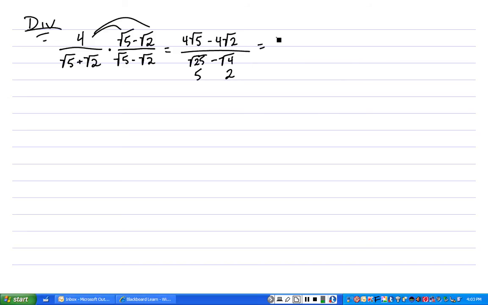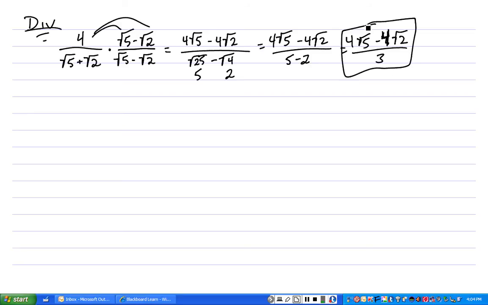So now what I'm looking at is 4 square root of 5 minus 4 square root of 2 over 5 minus 2, which equals 4 square root of 5 minus 4 square root of 2 over 3. Alright, so 4 square root of 5 minus 4 square root of 2 over 3, and this represents your final answer. Okay, let's look at another one.